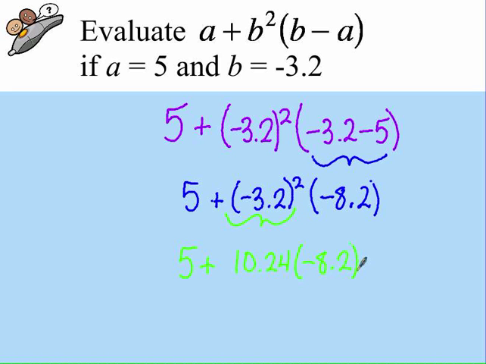What do you do next? Multiplication. So I'm going to multiply these two. And I should get negative 83.968. When I add that to 5, I get the answer, which was negative 78.968. Biggest mistake people make on these problems is they do too many steps at once. Do we need to round on those? No, leave them that way.